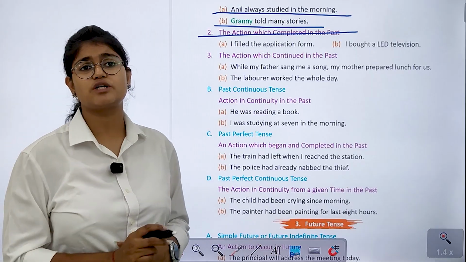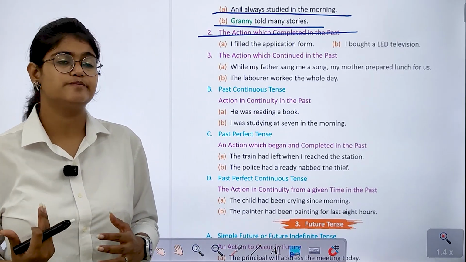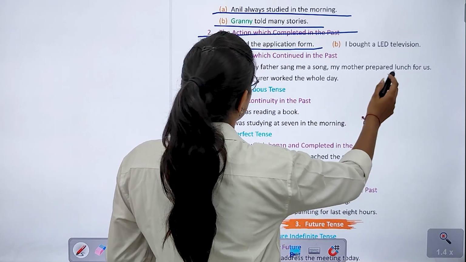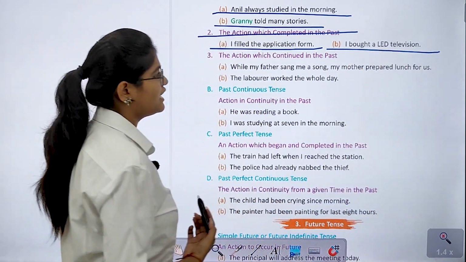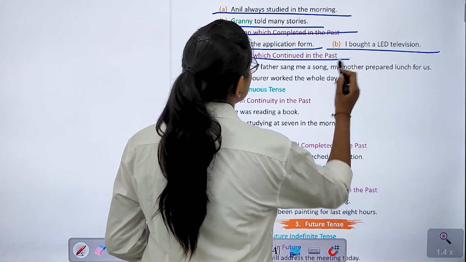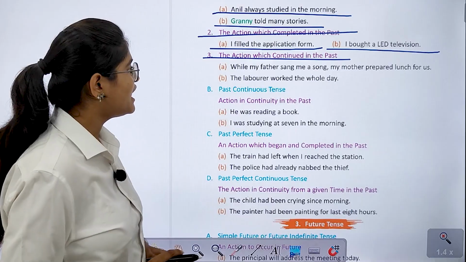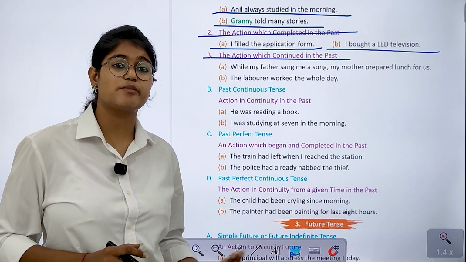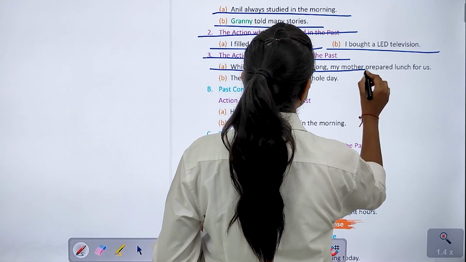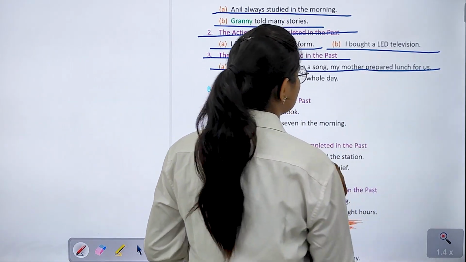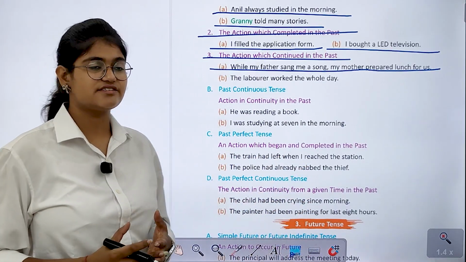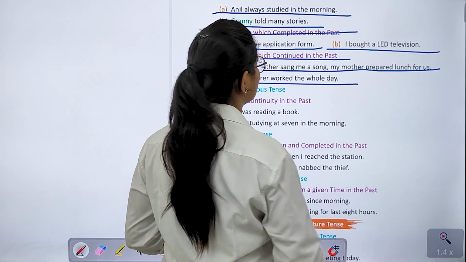कि ऐसा काम जो कि past में complete हो चुका है, right? So that examples are: I filled the application form. I bought a LED television, right? After that, the action which continued in the past. अब ऐसा action, ऐसा काम जो कि past में continue हुआ था, चल रहा था. So the examples are: while my father sang me a song, my mother prepared lunch for us. Right? After that, the laborer worked the.